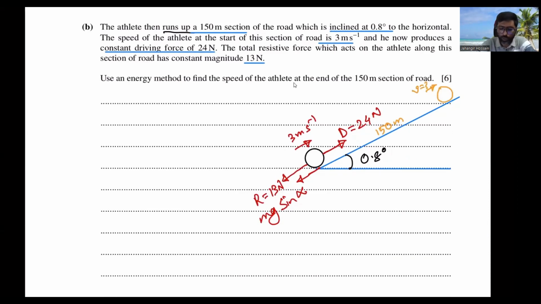So, work done by the external force, which is the driving force provided by the athlete, work against resistance, GP gain, and we don't know whether there will be a gain or loss. If we calculate the segments separately, work done by the driving force will be 24 into 150. That is 3600 joule.